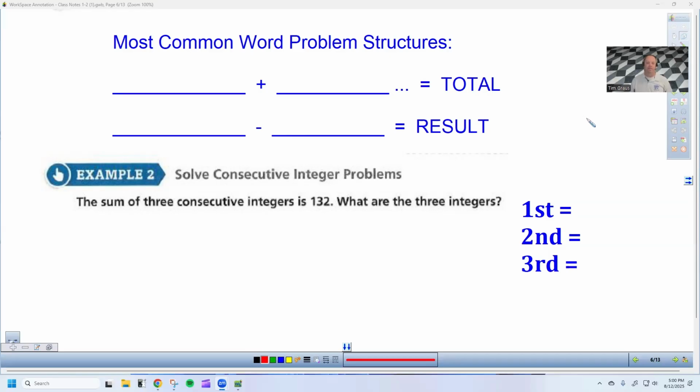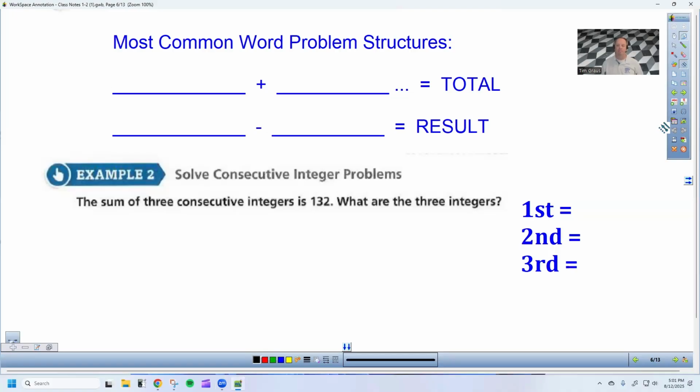The sum of 3 consecutive integers is 132. What are the 3 integers? So the word sum refers to addition. Summing 3 things means I can set this up as blank plus blank plus blank equals a total. Now I have to decide what to put in each blank and what the total is. Well, the easy part is the total. The sum is 132. So I'm going to put that the total is 132.